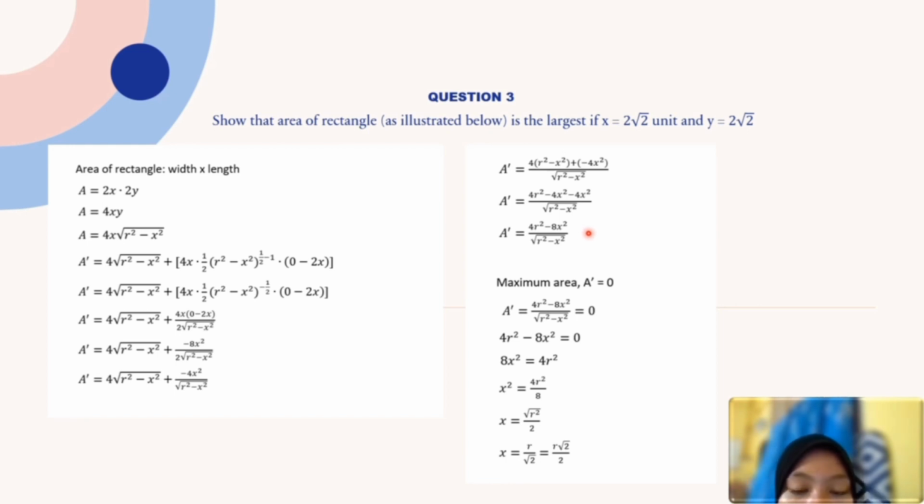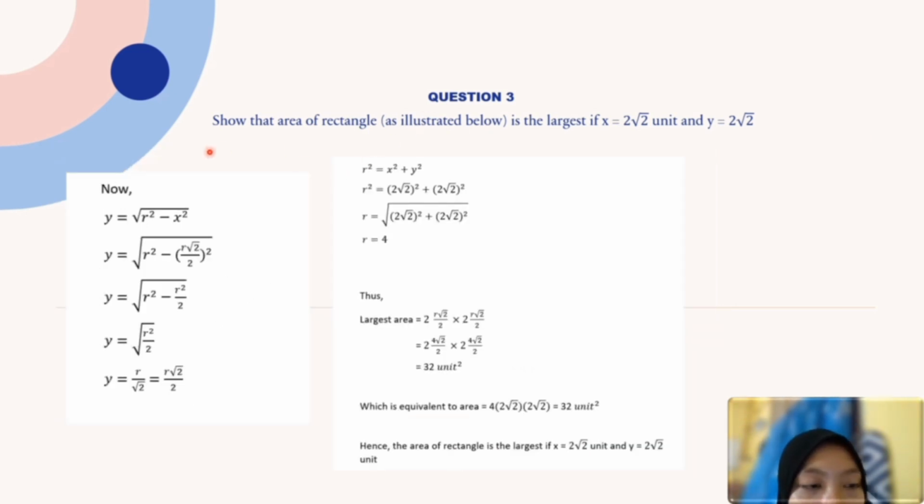And then you must equate it with 0, and then you solve the equation until you get the value of x. And then after that, we find the value of y using the Pythagoras theorem equation, and then you will get the value of y, which is the same as the x, that is r√2 over 2.